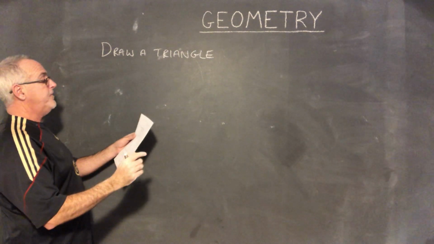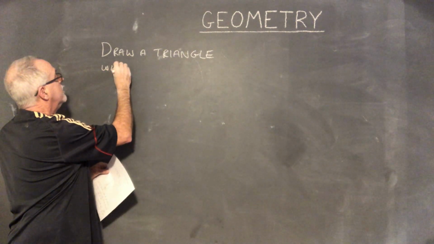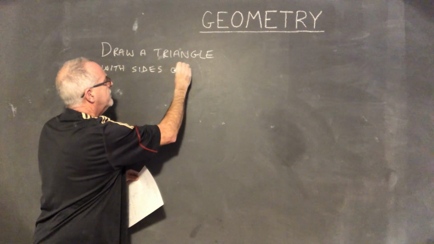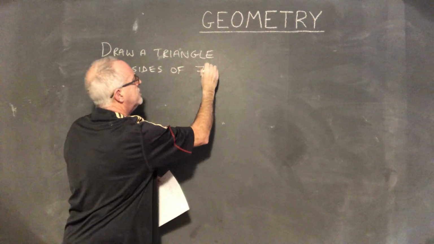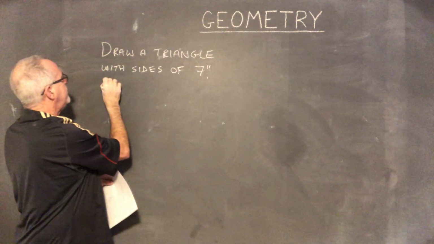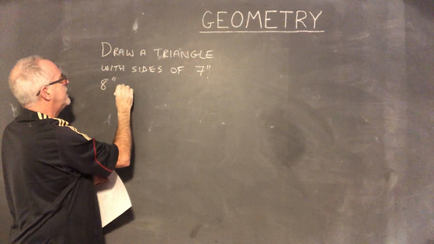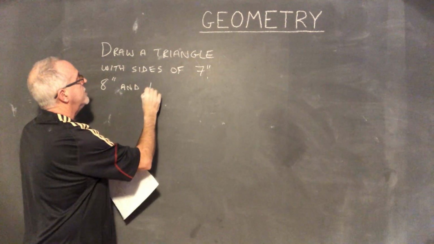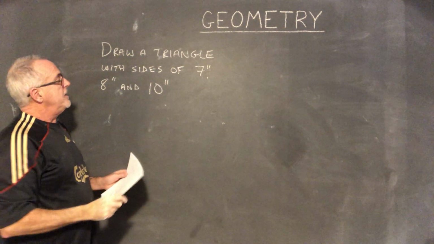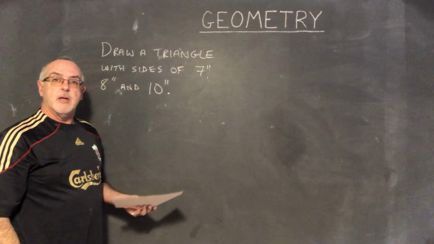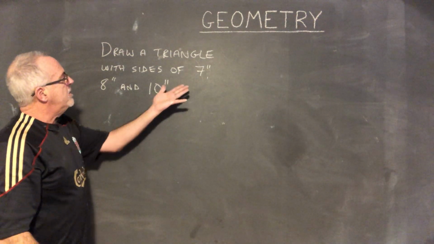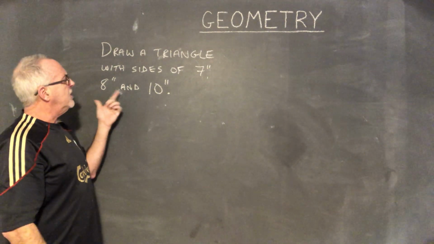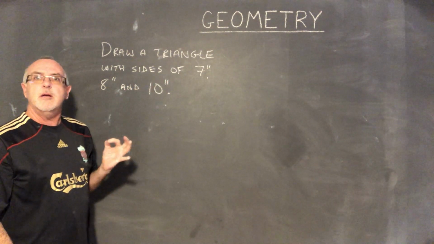So this time with sides of 7 inches, 8 inches, and 9 inches. Is that what I chose? No, I chose 7 inches, 8 inches, and 10 inches. Okay, so this is one way you can be asked to draw a triangle. Now, how do you draw a triangle when you know all 3 side lengths? Well, that's kind of easy, drawing side lengths that size, but how do you get the angles right?